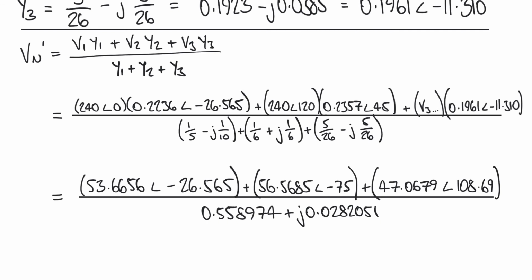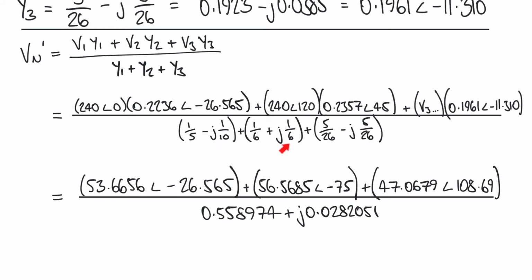On the bottom row, all we do is we add together the real terms. We've got three complex numbers in rectangular form to add together. We're adding together the real terms, a fifth plus a sixth plus 5 over 26. And we're adding together the j terms. We've got minus j 1 over 10.